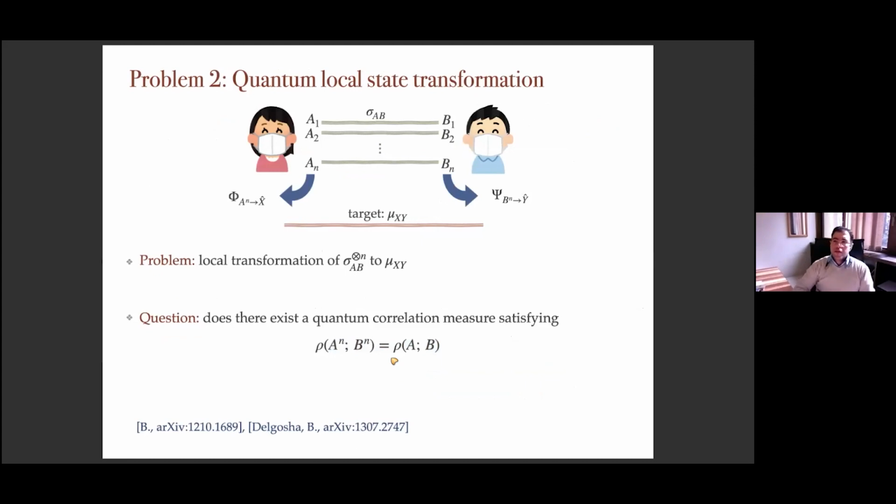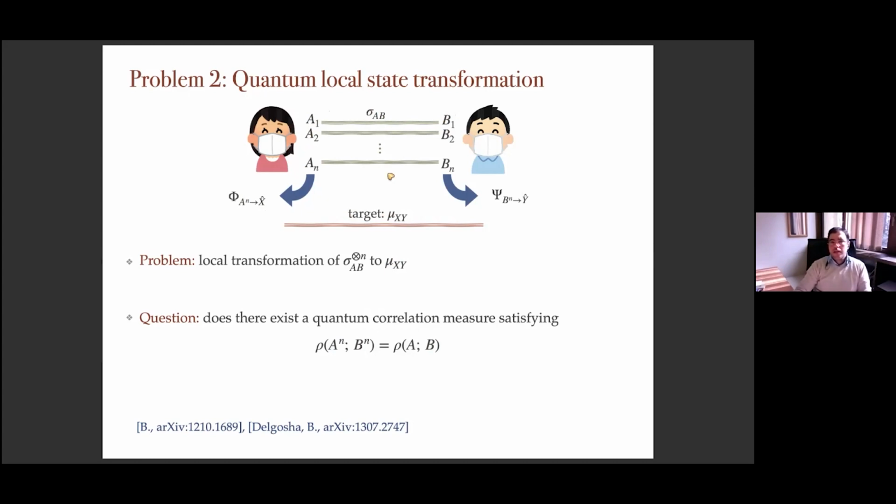The second problem is just a quantum version of what I just told you, which I'm calling quantum local state transformation. You replace the joint distribution PAB with a bipartite density matrix sigma AB, and then as before, the A parts go to Alice and the B parts go to Bob, and then Alice and Bob apply some local quantum operations. The question is, can they generate a single copy of the target quantum state mu out of sigma?